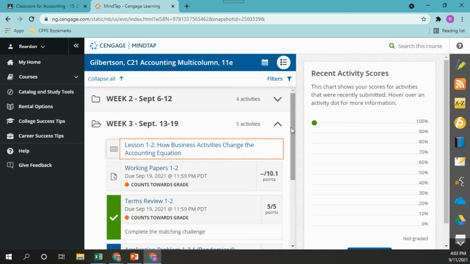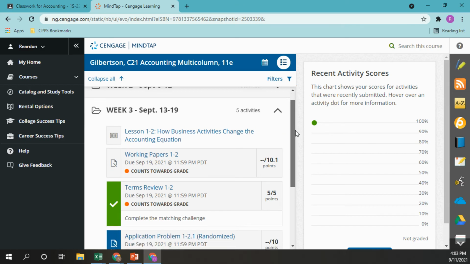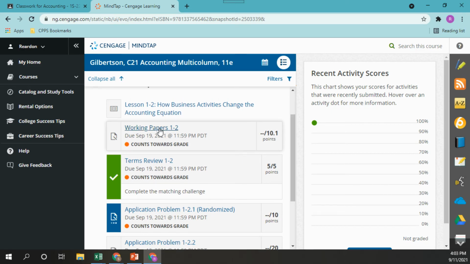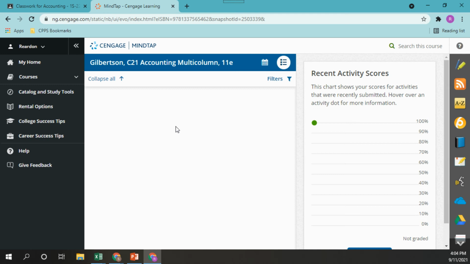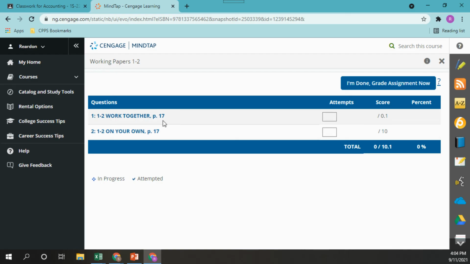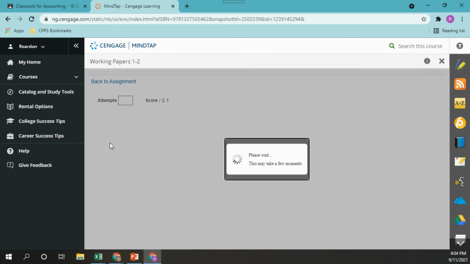There's our reading. So in week 3, September 13th through 19th, I'm going to go to the working papers 1.2. Now, by the way, I've made the work together assignment 0.1 just because I have to apply some sort of a value to it. Let's work through this for a second. Please pull this up and work through it with me. So here's work together 1.2.